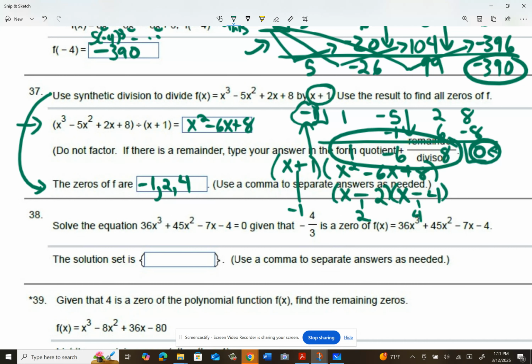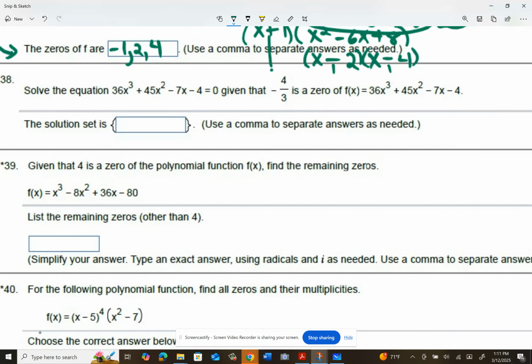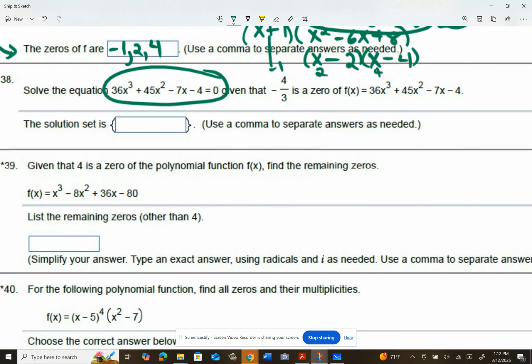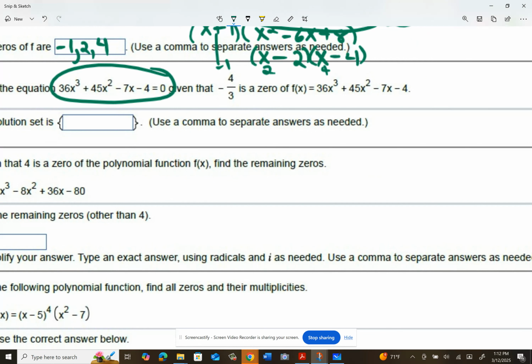Okay, so let's try another one. So on 38, I'm being asked on that one, let me erase those. Write those a little higher. Okay. All right, on that one, I'm being asked to solve this equation. Okay. I know one of the zeros is -4/3, but I'm going to use synthetic division to try to break up that polynomial so that I can find the remaining zeros.